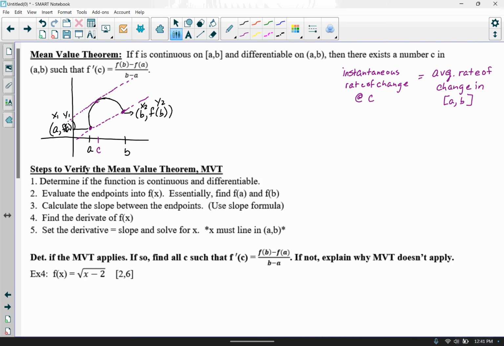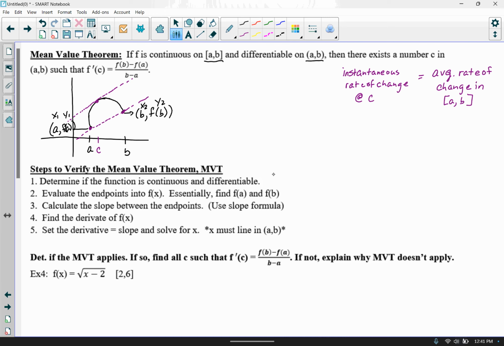And we're saying then, hey, I can find a horizontal tangent line. I can find a point here on that graph where I would have the exact same slope as the slope between those 2 points, okay? All right, couple of things then. How do we verify mean value theorem? Your function still has to be continuous and differentiable. Remember, you're continuous on the closed interval, differentiable on the open interval. You're going to evaluate your endpoints into f of x. Essentially, you're finding f of a and f of b.